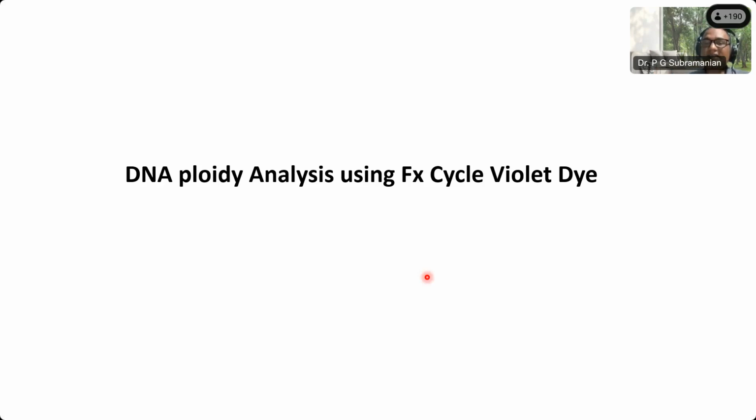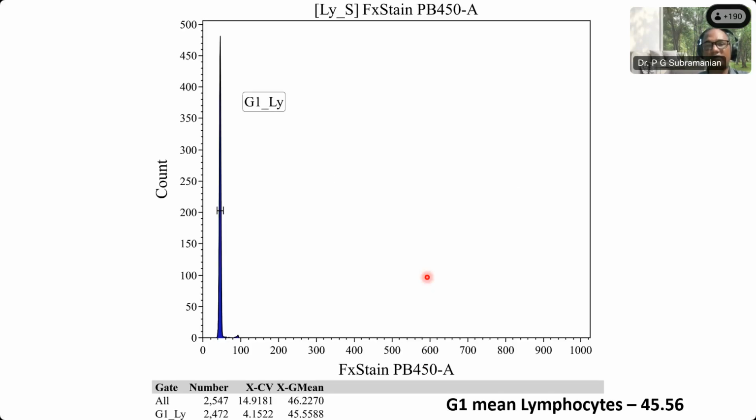So that stoichiometric property we take advantage of, because the amount of DNA is proportional to the amount of dye bound, and the amount of dye will give you the amount of fluorescent signal. So based on the amount of fluorescent signal, we can know the amount of DNA inside the cell. That is the way ploidy analysis in flow works.